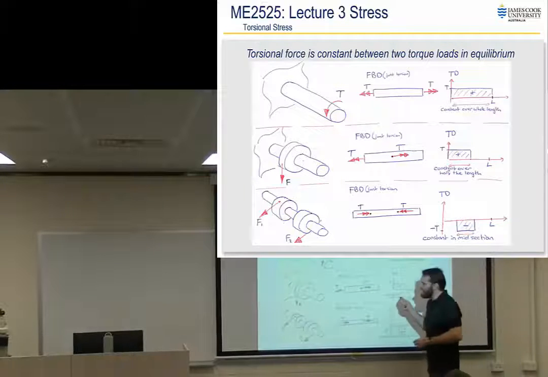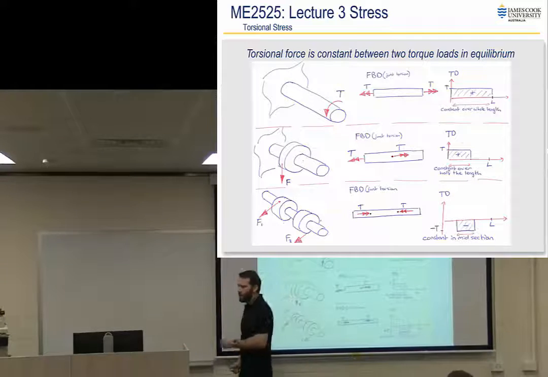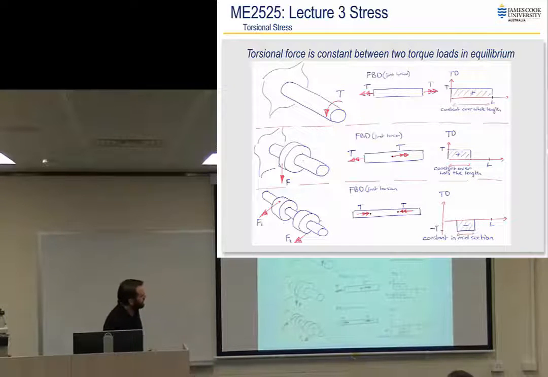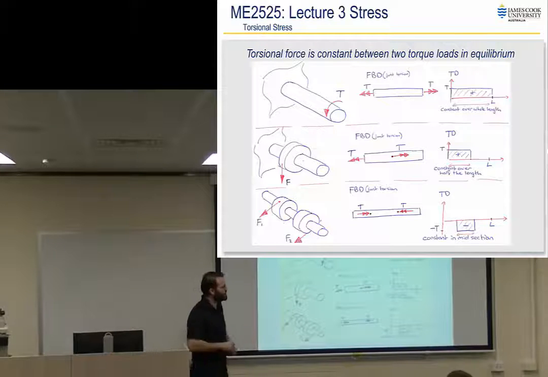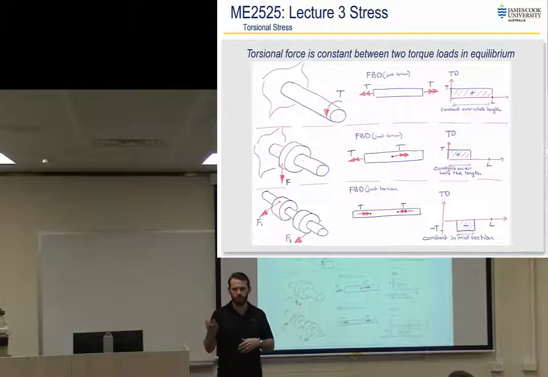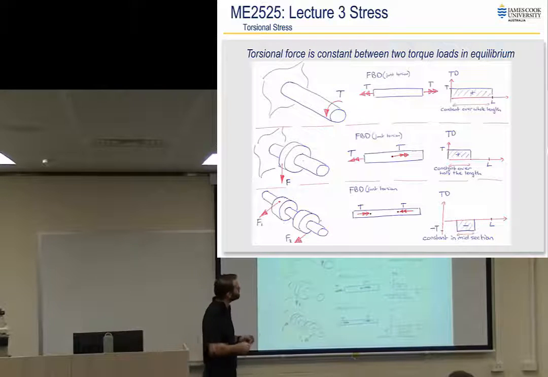Now I have three separate examples of shafts that have torques applied to them. This should be fairly simple for you guys to work out what the torque diagram might look like. It's exactly the same as, say, an axial diagram or a shear force diagram in terms of, starts positive, ends negative, that sort of thing.